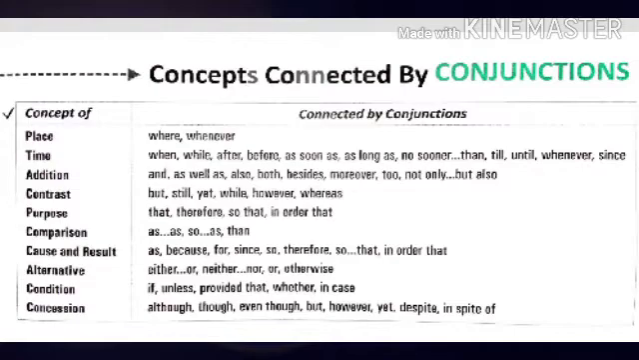Now when you are using comparison, for comparison you will use as, so as, than, like: he's smarter than his sister. For cause and result we use as, because, for, since, etc. And for alternatives, when you give choice to someone, you can use either or, neither nor, or otherwise. Now when you are talking about a condition, in conditional sentences you can use if, unless, provided that, in case. These are conditionals. Now for concession we will use although, though, even though, yet, despite, in spite of.